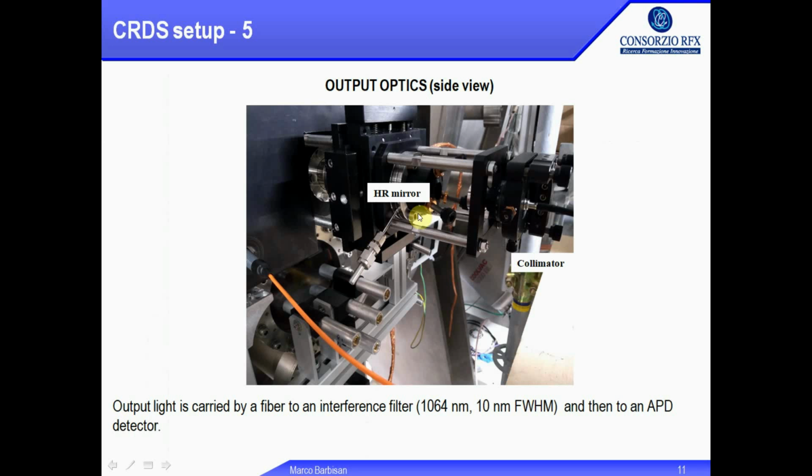In this picture, you can see the opposite side of the optical cavity. Here there is the output high reflectivity mirror, which is placed in a support structure similar to the previous one, with the only modification that here there is a collimator which collects the laser pulses exiting the cavity and carries the light through a fiber up to the optical room, where an avalanche photodiode detects the light. An interference filter is also used in order to filter out the light that might be emitted by the source plasma and collected by the collimator.